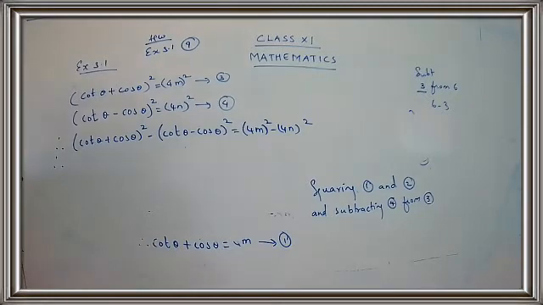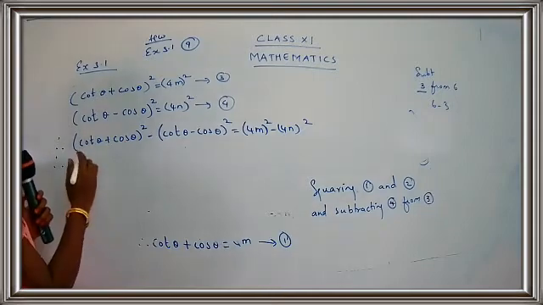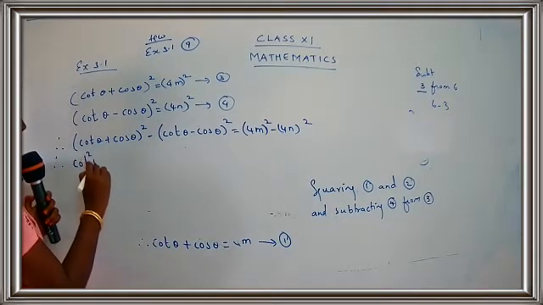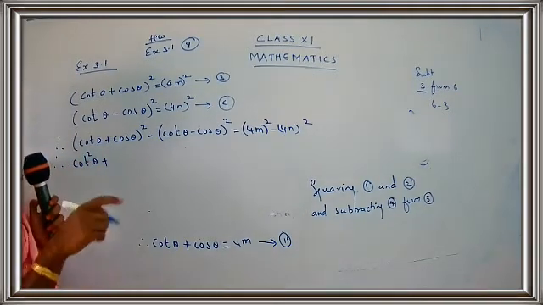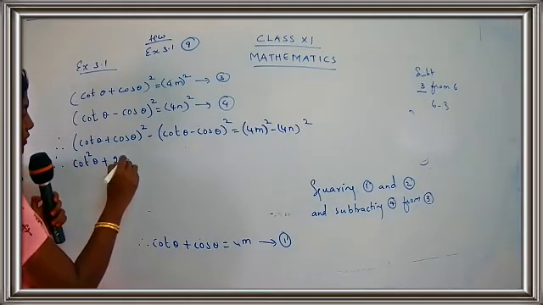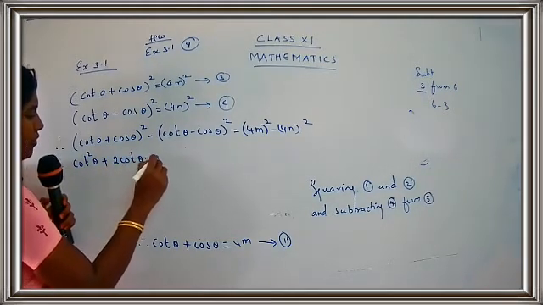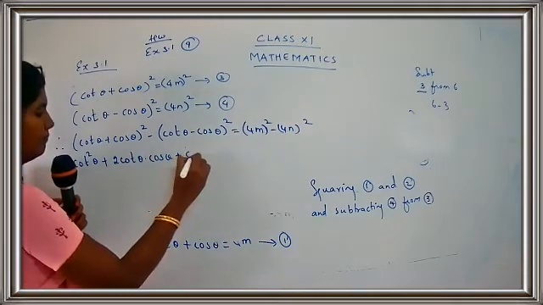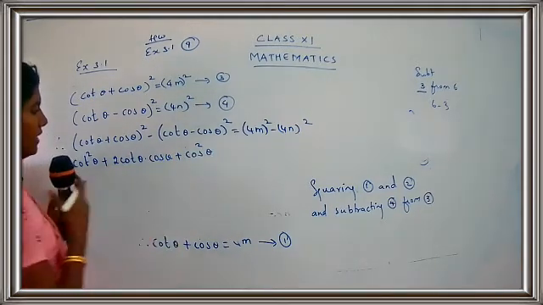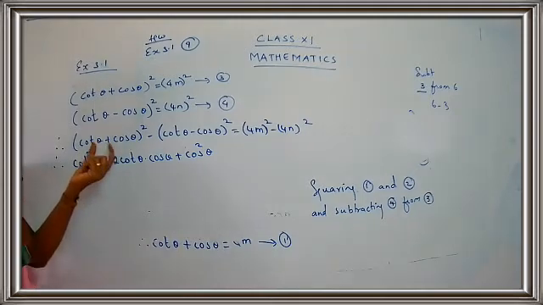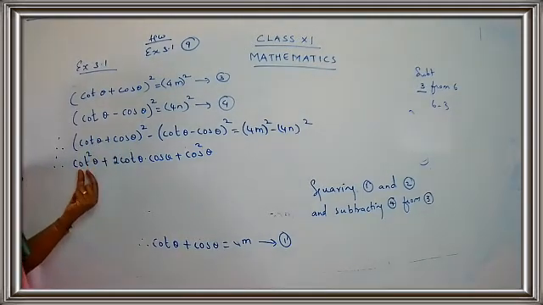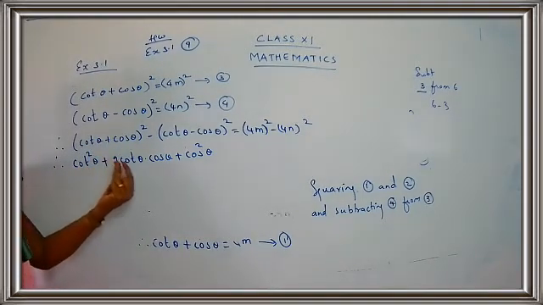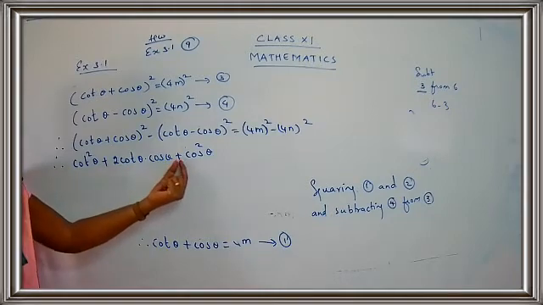Okay. Shall we continue? This is (a plus b) the whole square. So a square plus 2ab, that is 2 into cot theta into cos theta, plus b square, which is cos square theta. I have completed the first expansion. This is (a plus b) the whole square, so a square plus 2ab plus b square.